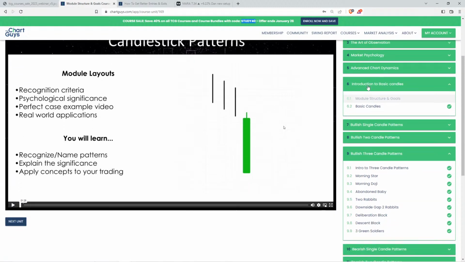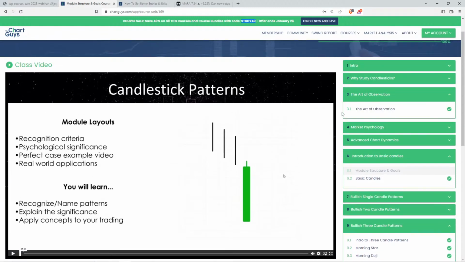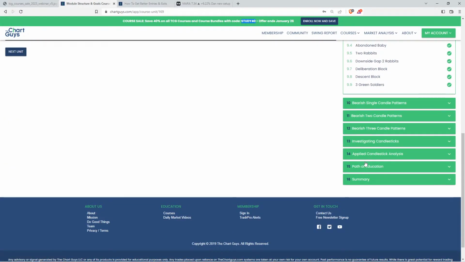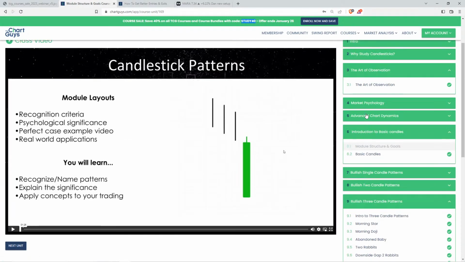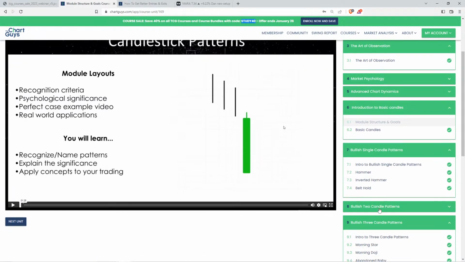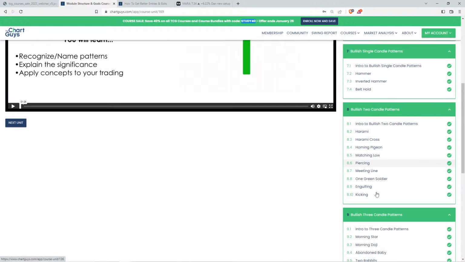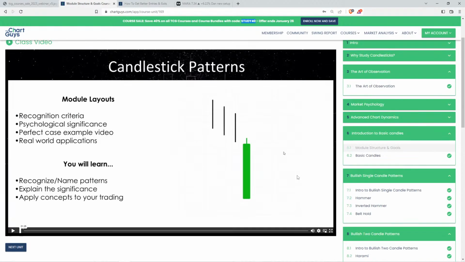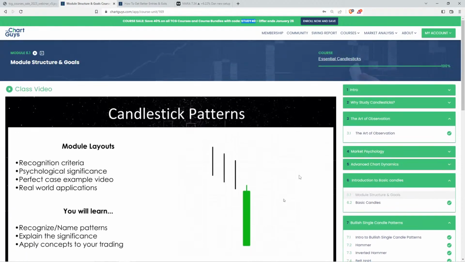Chart Guys Jason does the majority of this course, but I'm in there as well. I do the section on the art of observation, and I talk about the summary at the end. But again, it's a whole bunch of single candle patterns, two candle patterns, and three candle patterns, both bullish and bearish, to help us identify strength or weakness at a glance.